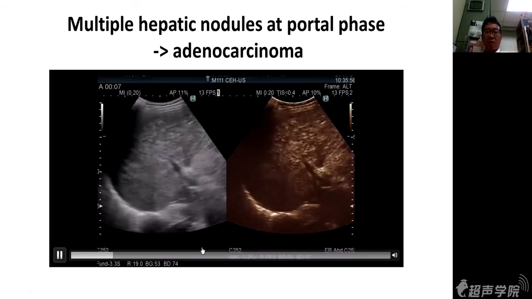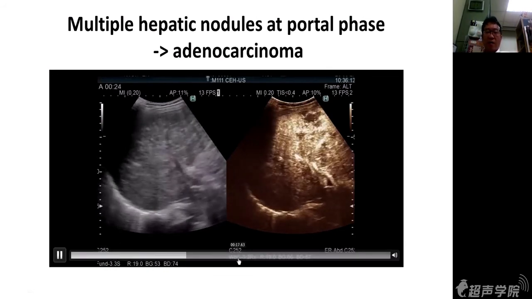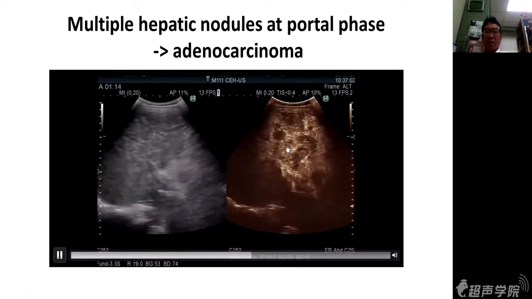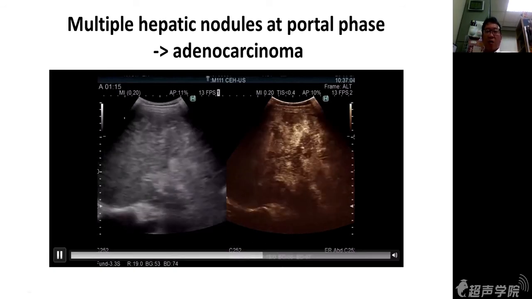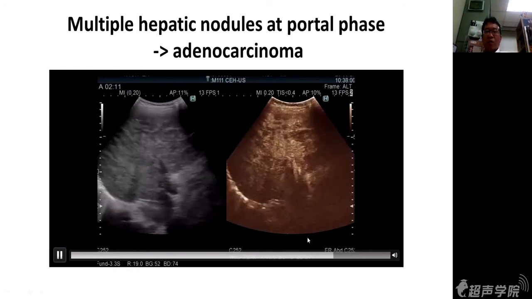In this video, you can see the arterial phase and the late phase, especially the portal phase. You can see more tumors.